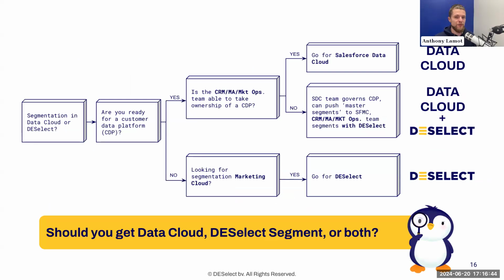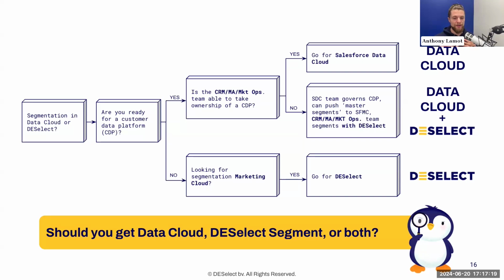Now, there are actually a few scenarios. And so we've created this very, very simple decision tree to help you understand if you should get Data Cloud, DESelect Segment, or perhaps both. And that last part may surprise you a little bit, and it's going to be a big focus in today's presentation. But let's start with the decision tree. So say you're wondering, should I segment in Data Cloud or DESelect? Now there's one key question, and it's pretty profound, and that is, are you ready for a customer data platform? And in the next few slides, there will be some questions and insights to help you answer that question.